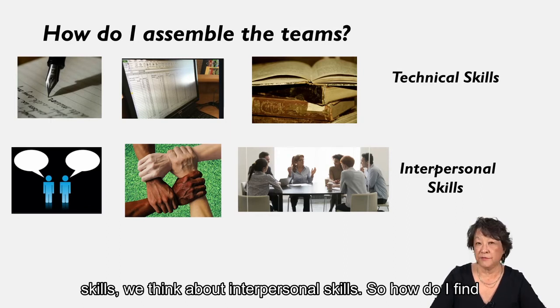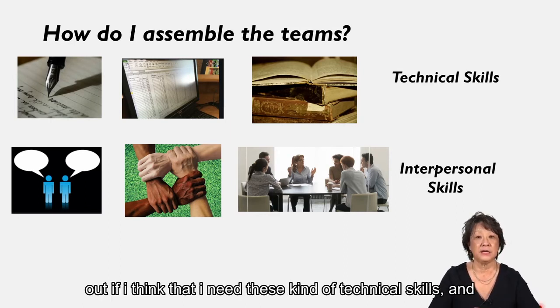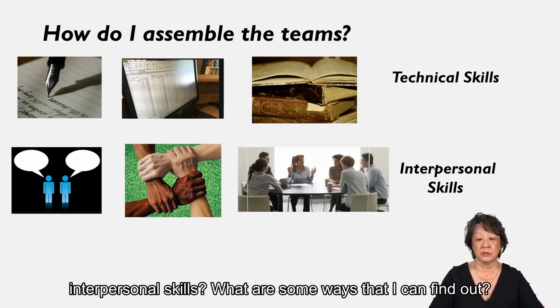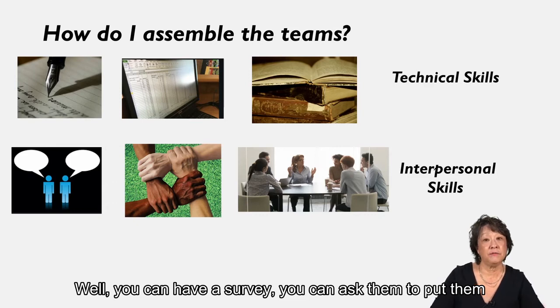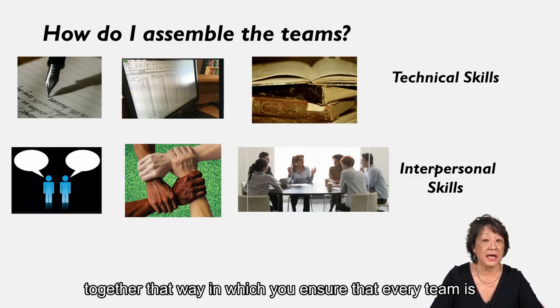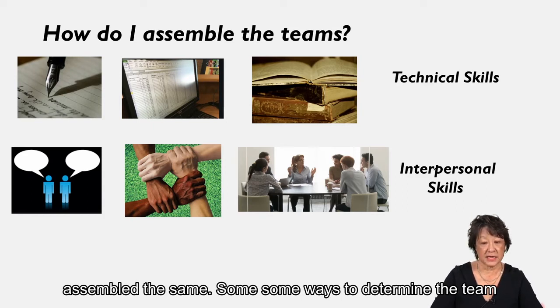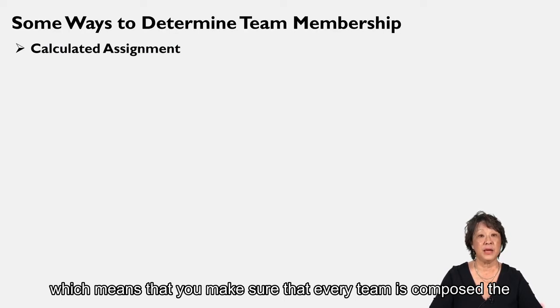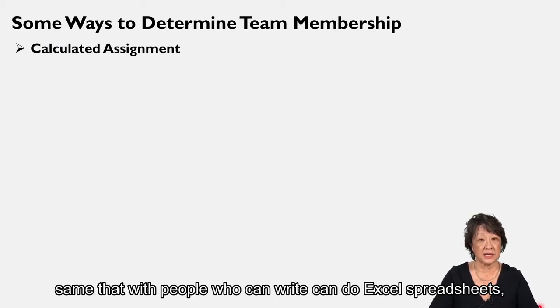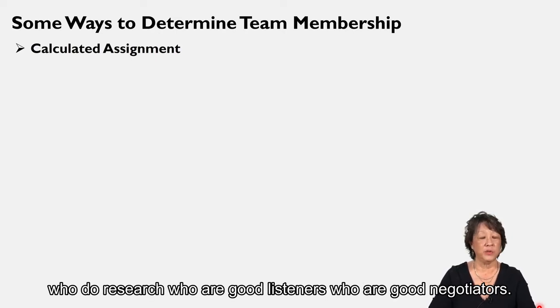So how do I find out if I need these kinds of technical skills and interpersonal skills? What are some ways that I can find out? Well, you can have a survey. You can ask them to put them together that way, in which you ensure that every team is assembled the same. So some ways to determine the team membership, what I just said, is a calculated assignment, which means that you make sure that every team is composed the same, with people who can write, can do Excel spreadsheets, can do research, who are good listeners, who are good negotiators.